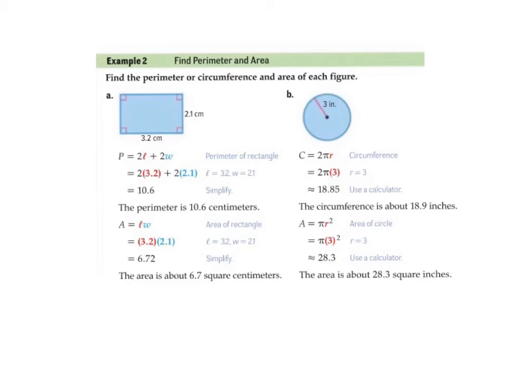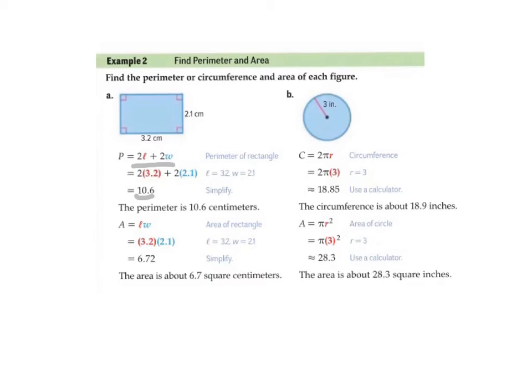So you've got to find the area and the perimeter. And as you can see, the first one, we've got a rectangle. So the perimeter of that is 2 times the length plus 2 times the width. Substitute in L and W and then come up with your answer to, again, whatever degree of accuracy. Sometimes it will ask you to the nearest whole number, to the nearest tenth, which is 10.6.